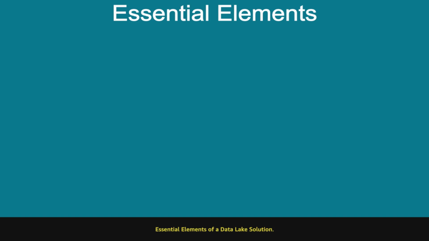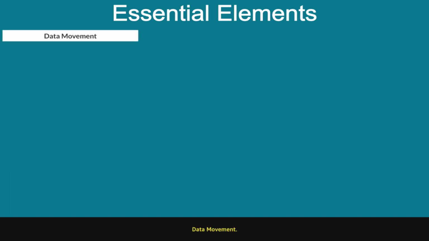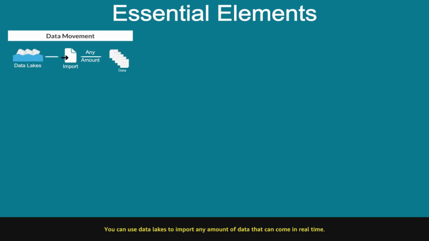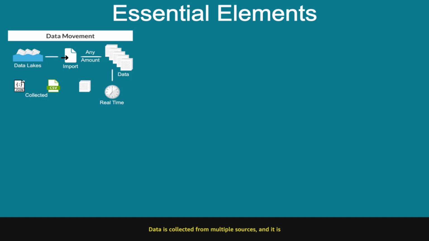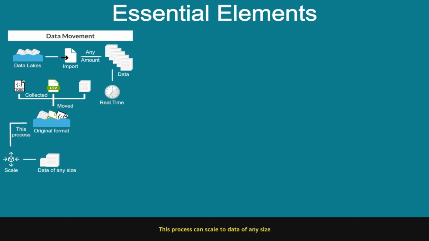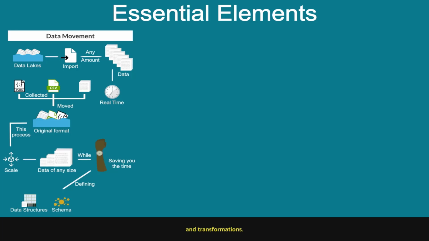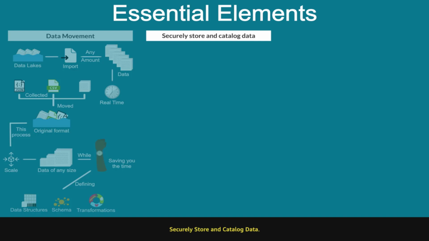Essential elements of a data lake solution. Data movement. You can use data lakes to import any amount of data that can come in real time. Data is collected from multiple sources, and it is moved into the data lake in its original format. This process can scale to data of any size while saving you the time of defining data structures, schema, and transformations.